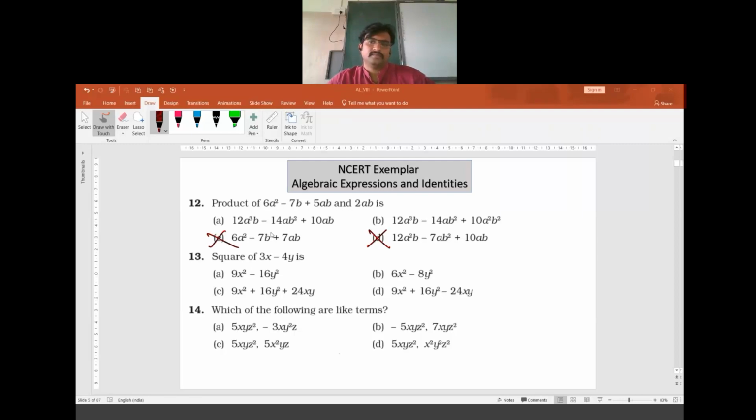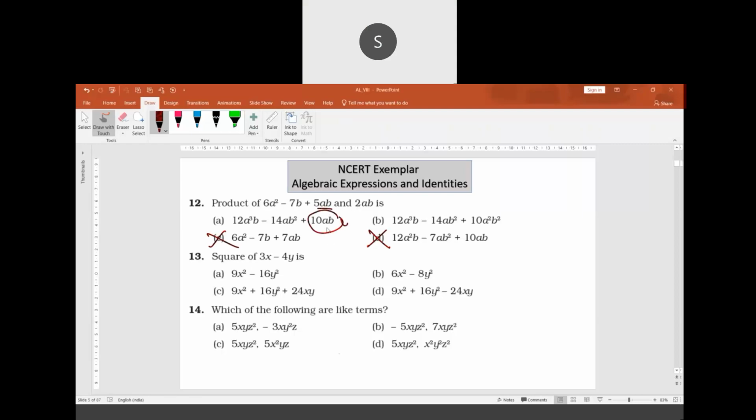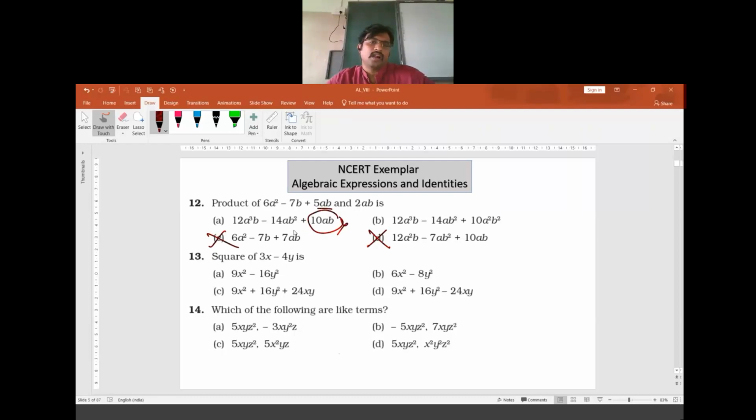Because in it a square and b square are not included. A square, b square, where? A square and b square should be there, but it is not there. So 2 multiplied by 5ab is 10ab, and a square, b square is not there. Correct. That is the only reason, sir.